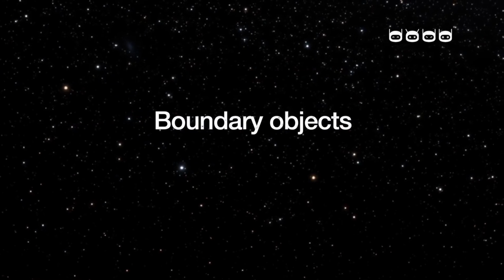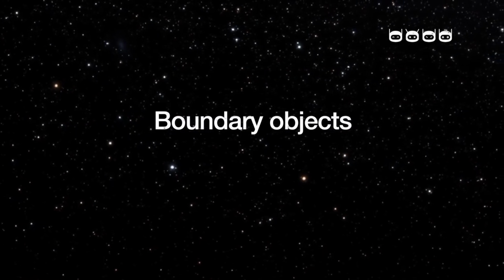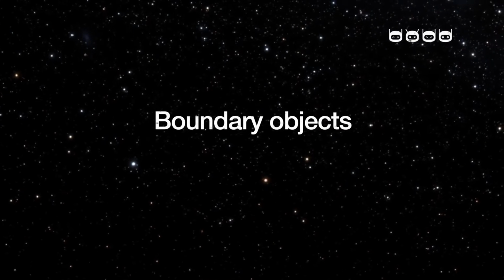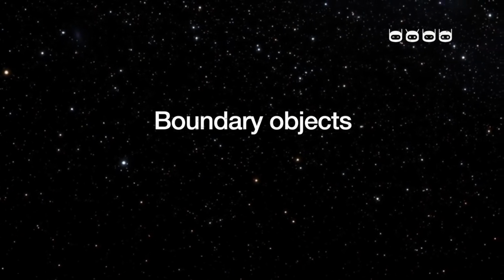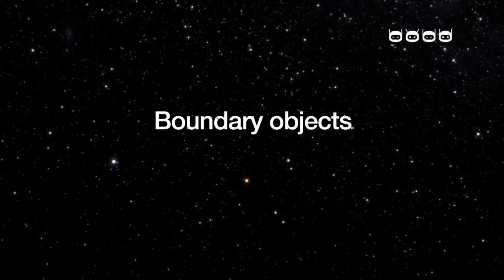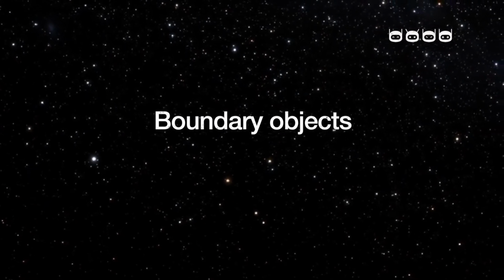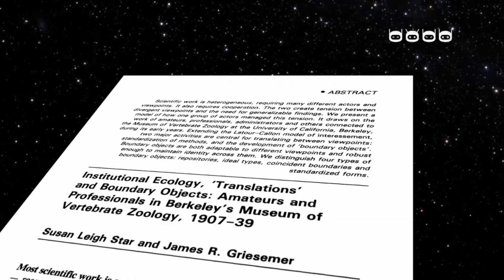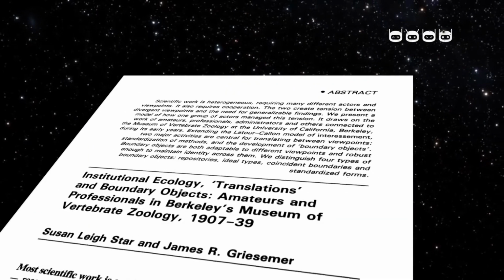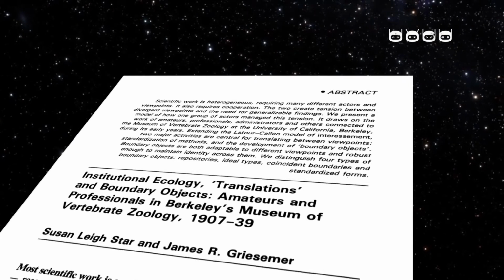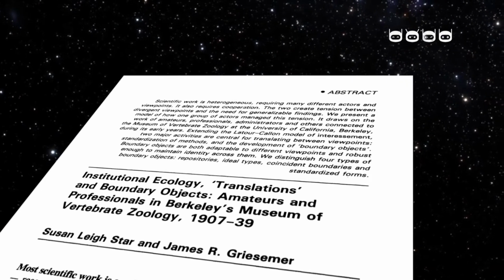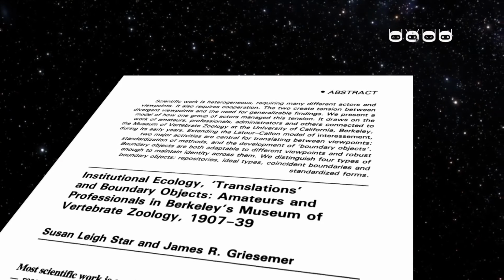So the notion of boundary objects was coined in an article in the area of social studies of science, where the authors presented a case study of collaboration around a zoological museum in the US in the early 20th century. But the notion of boundary objects has a much broader validity. The first two sentences in the abstract to the original paper read, "Scientific work is heterogeneous, requiring many different actors and viewpoints. It also requires cooperation."